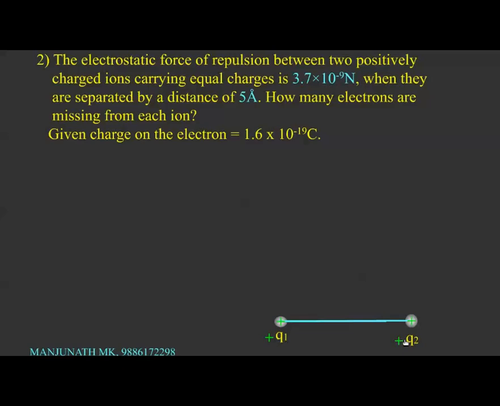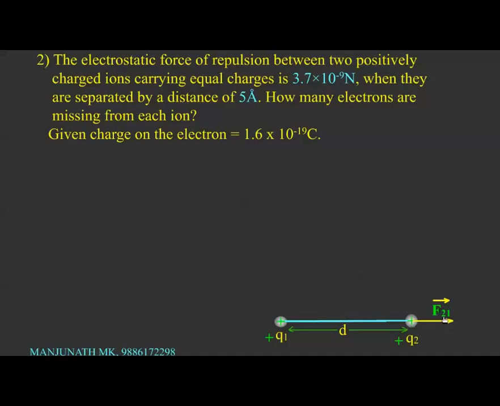As electrons are removed from these two charges, they have become positive. So now the distance between these two charges is d. D is given as 5 angstrom unit. As Q1 is positive and Q2 is positive, Q1 repels Q2 in this direction with a certain amount of force.